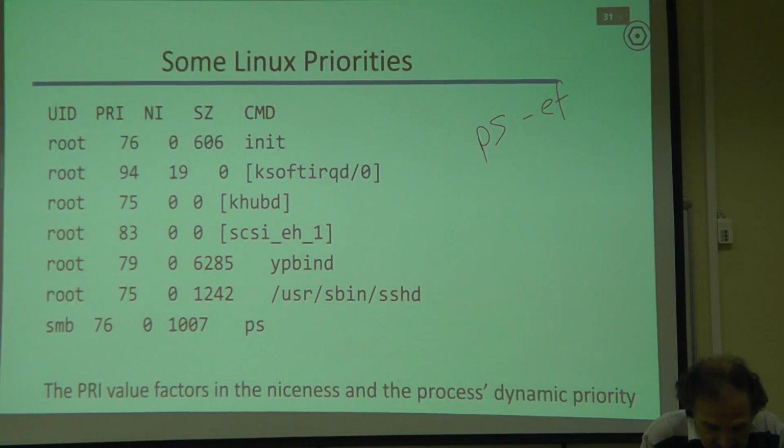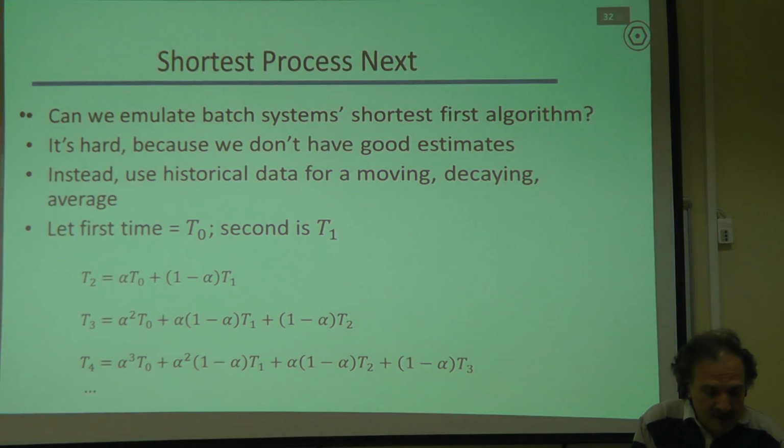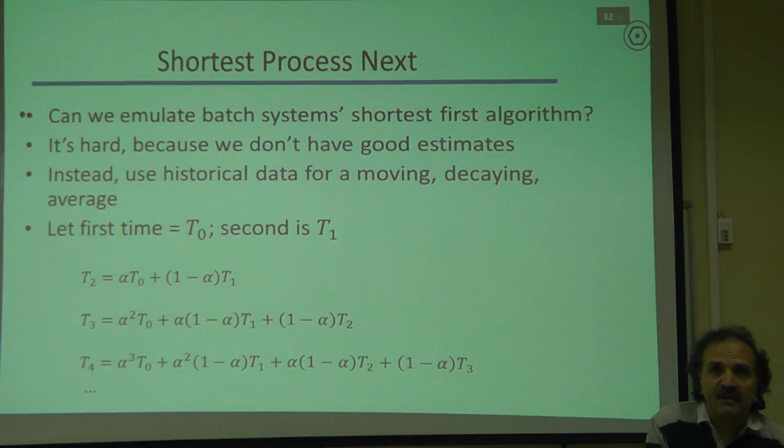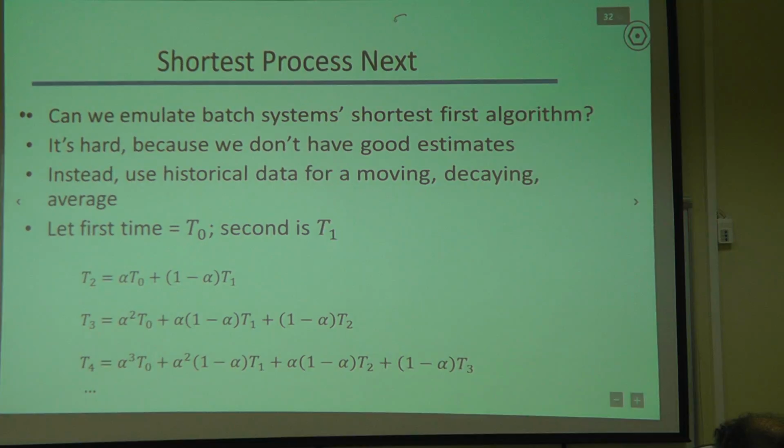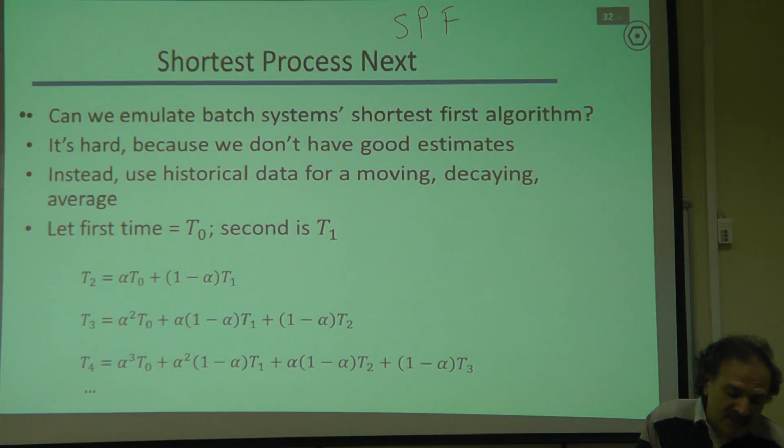Okay, so these are some of the Linux processes and priorities. And let's continue, if there are no questions, with the other concepts in this topic. We are talking about the scheduling concepts with the interactive systems. Remember that with the mainframes, there was a scheduling method called shortest process next. Shortest process first, right? We can do the same thing with the interactive systems or multi-programming systems. It's called shortest process next.